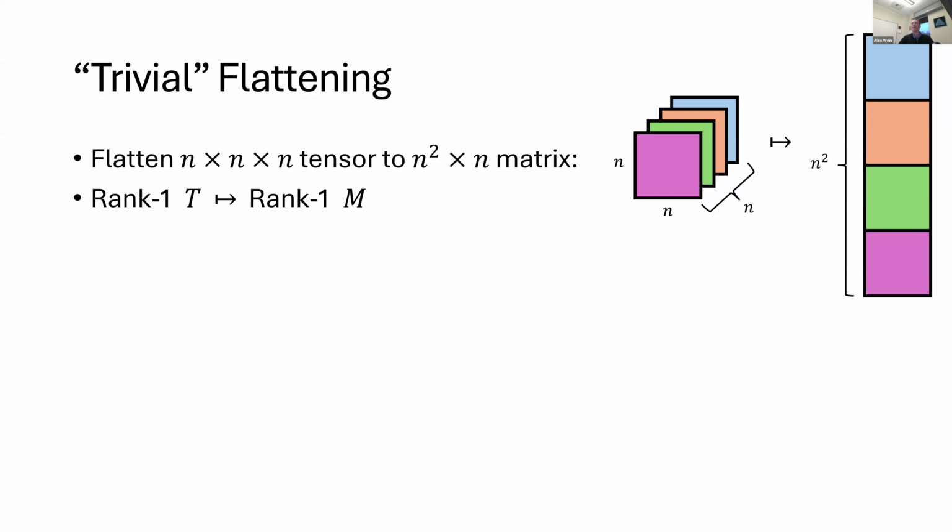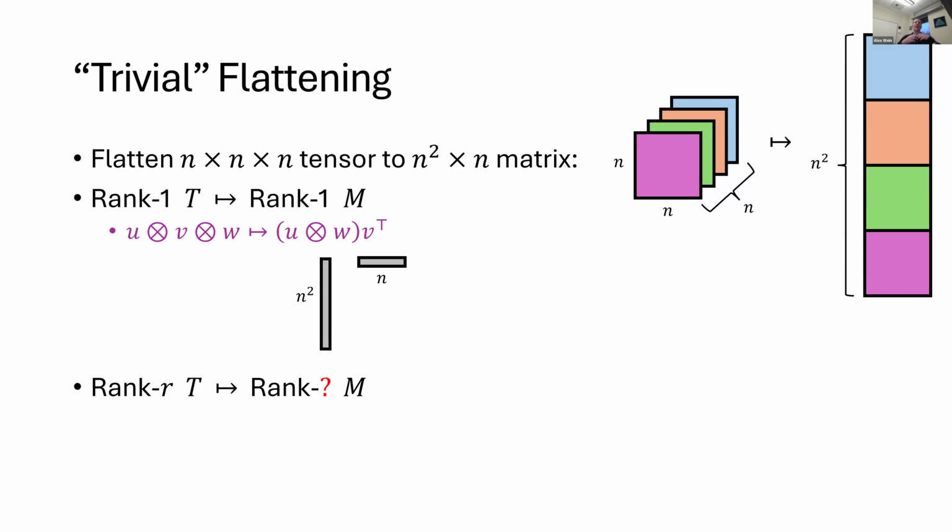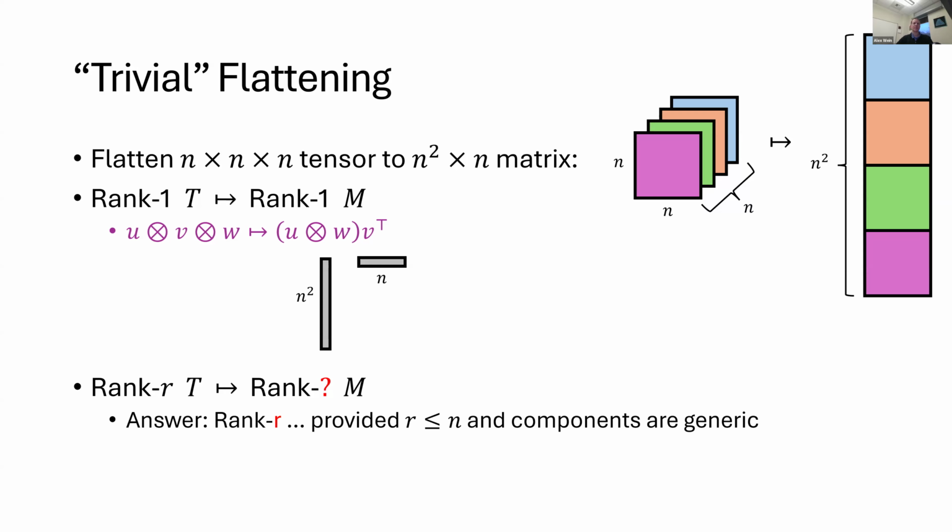So what does this do when we transform a tensor into a matrix like this? If we start with a rank 1 tensor, you can see that we will get out a rank 1 matrix. So what happens if we start with a rank R tensor? Well, this is a linear map, so we'll get the sum of R different rank 1 matrices out, which is something of rank at most R. And in fact, it will be rank R as long as R is less than or equal to n and the components are chosen generically.